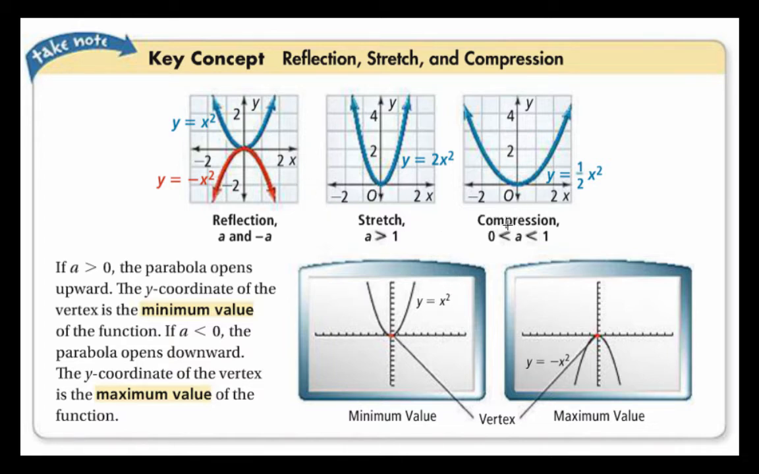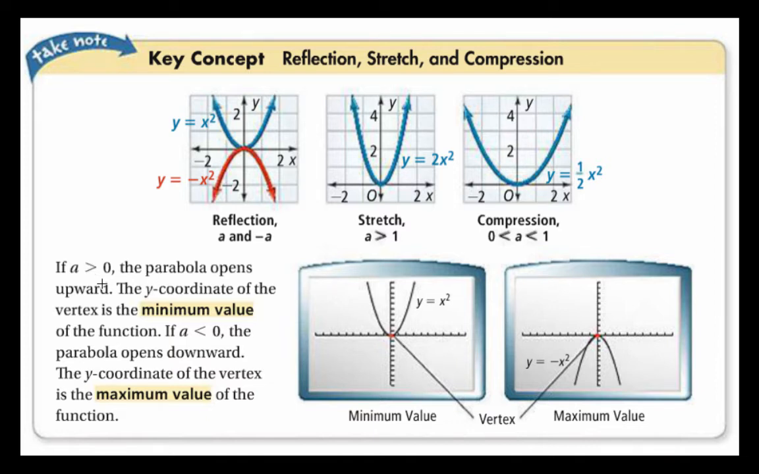And then over here on our compression, if a is between 0 and 1, then this graph widens out faster and it compresses vertically. So here you have y equals 1/2 x squared. The y values are not increasing as fast as they are on the parent function, so that gives us the compression look and widening out horizontally. Compared to the parent function, that's what we're always doing. We're comparing these back to the parent function.